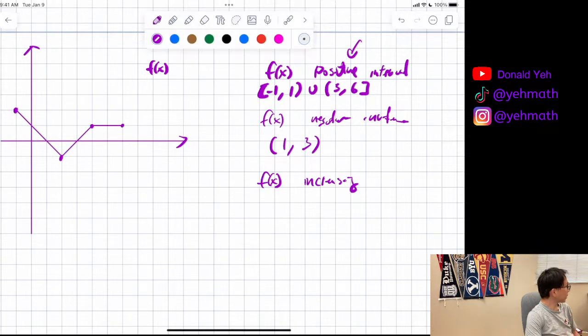Is that okay? Now, when is the f of x increasing? What do you mean by increasing? Positive slope. Okay, good. That's a very good definition. So which part has a positive slope?